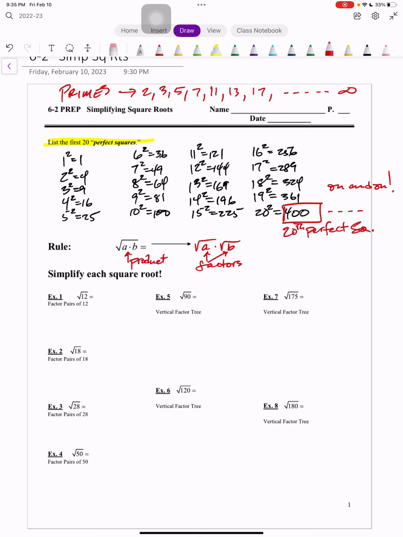And then, of course, you have to develop the perfect squares. Okay, we're talking about 1, 4, 9, 16, etc. And I always teach my kids to go up to the 20th perfect square, which is 400. And they generate this list on their own.